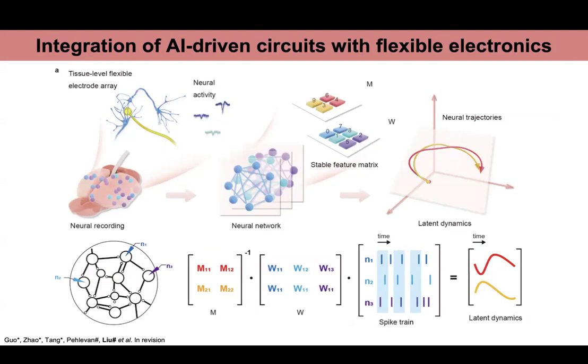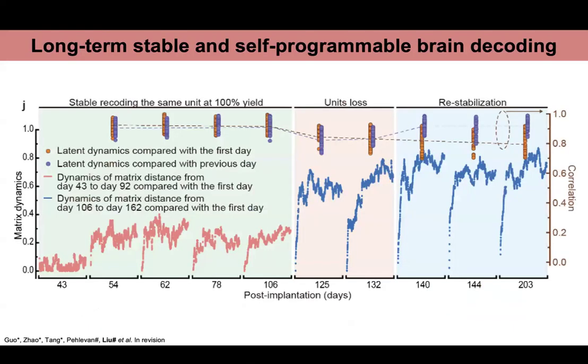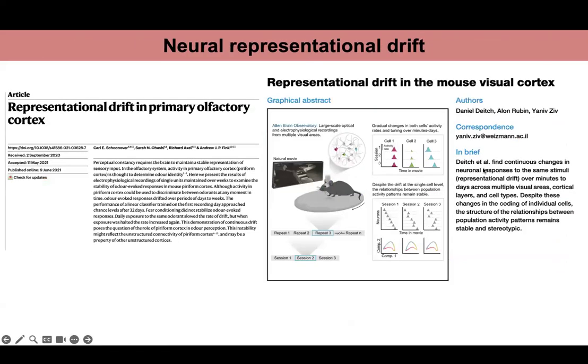This is quite important because in reality, there's no 100% yield in an experiment. You always have one neuron that dies for no reason, or maybe another channel that is broken. For this kind of adaptive animal-specific brain decoder, when we have this unit loss for no reason, it can quickly be retrained and re-stabilize itself and give a stable behavior decoding output. And this is just incremental.